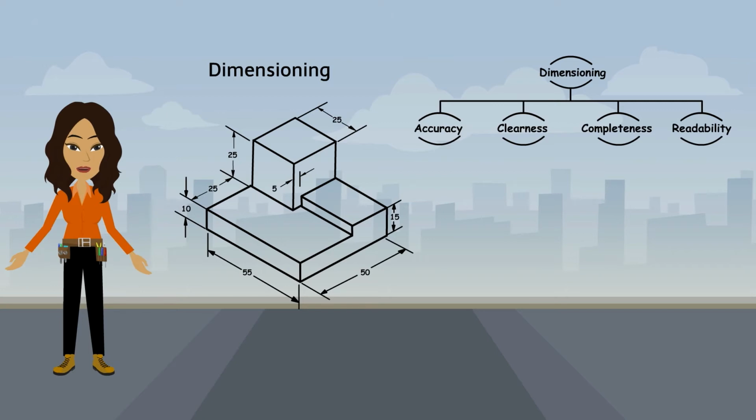Dimensioning should follow these guidelines. Accuracy. Correct values must be given. Clearness. Dimensions must be placed in appropriate positions. Completeness. Nothing must be left out and nothing duplicated. Readability. The appropriate line quality must be used for legibility.